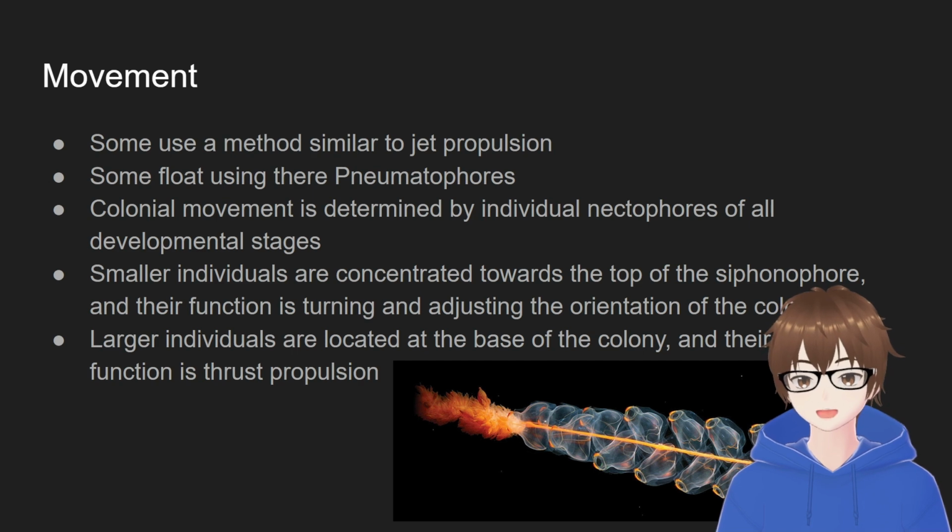Some use colonial movement, which is determined by individual zooids of all developmental stages. The smaller individuals are concentrated toward the top of the Siphonophore, and their function is turning and adjusting the orientation of the colony. Then the larger ones are located at the base of the colony, and they provide thrust propulsion to move it forward. So smaller ones are to turn, whereas larger ones are to move forward.